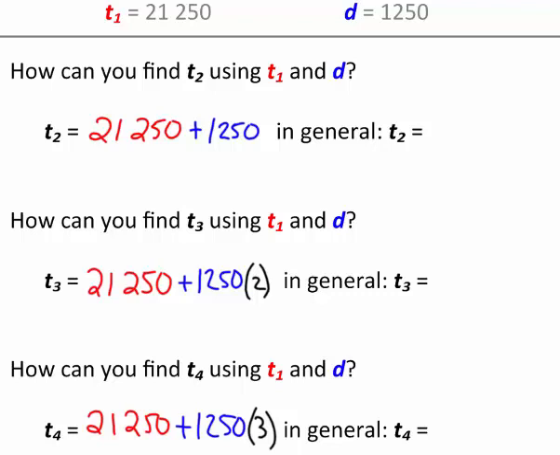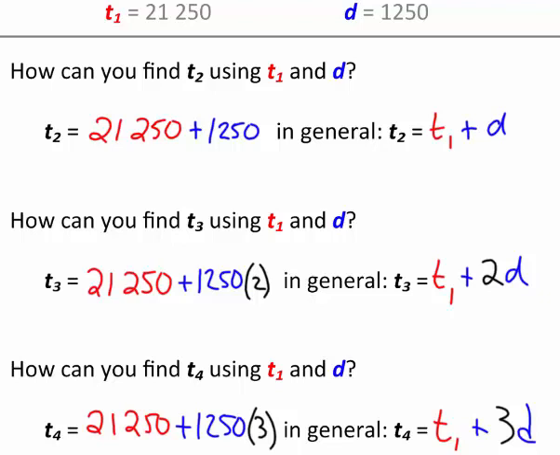And if we look back to, in general, what has happened with T2 and T3 and T4, what we've got each time is that we started with T1, and we went ahead and we added the common difference a bunch of times. The first year we only added it once. The second year we added it 2 times. And in our third year we added it 3 times.